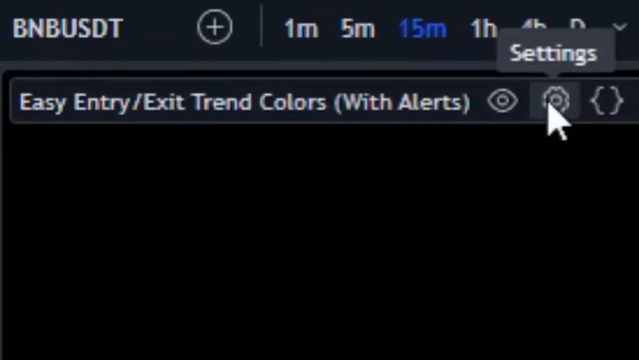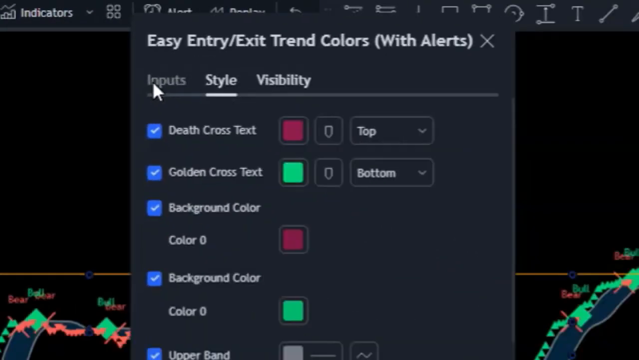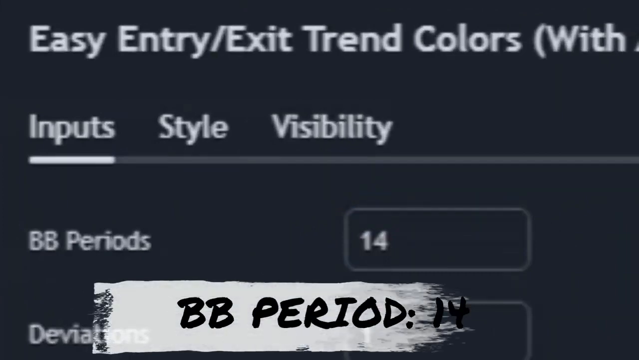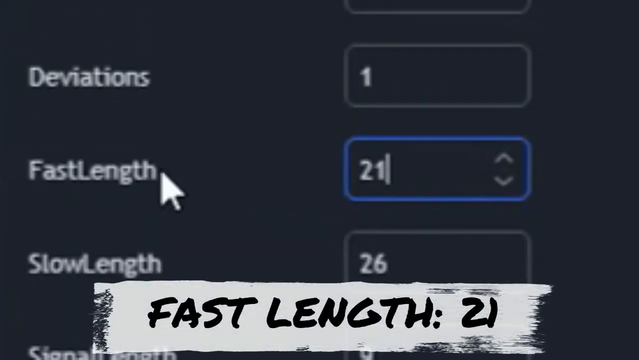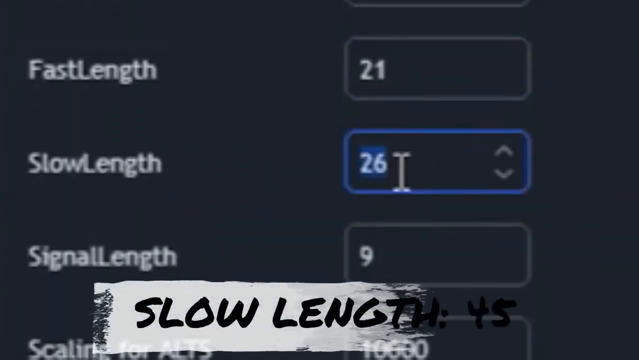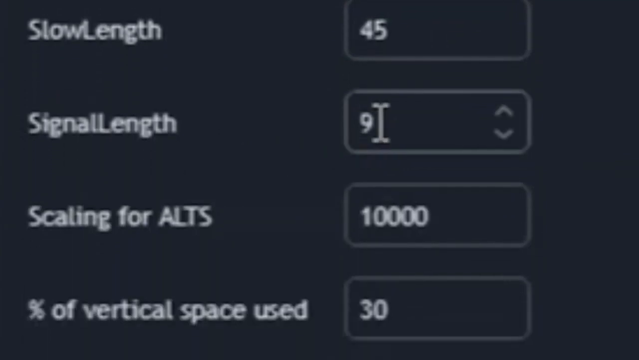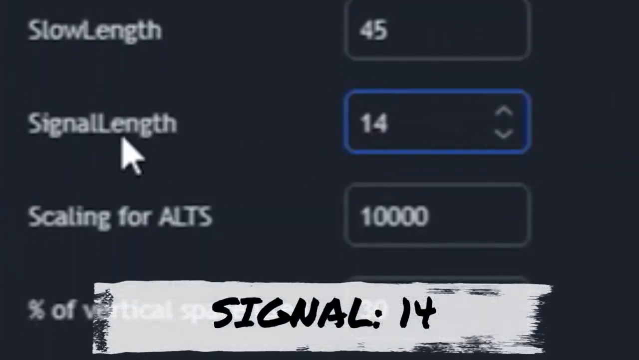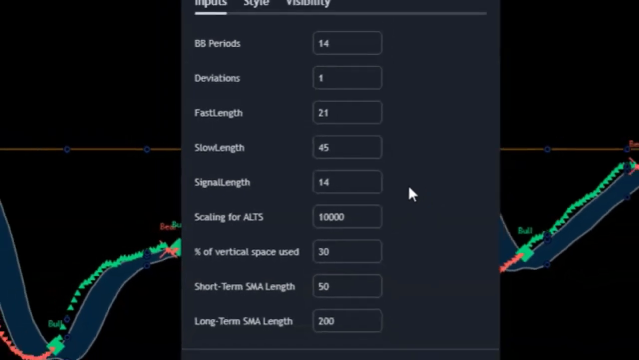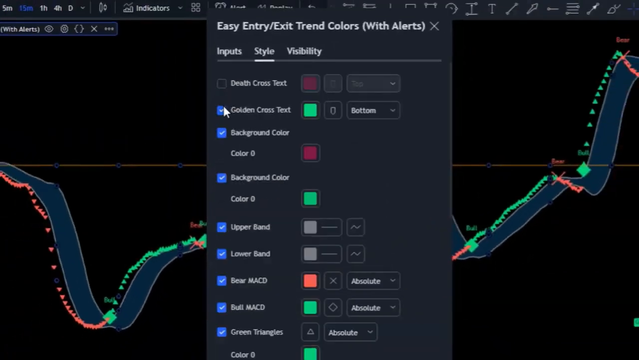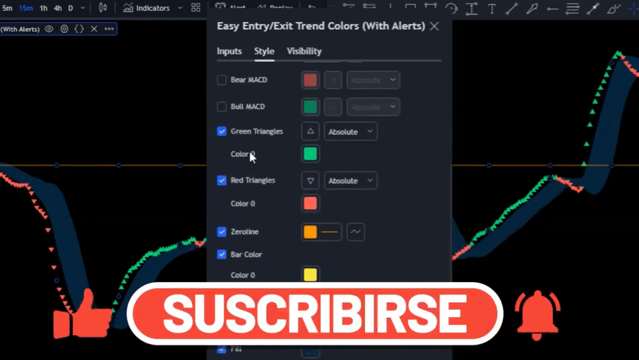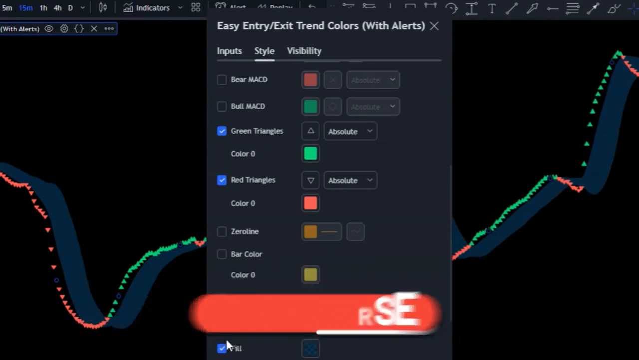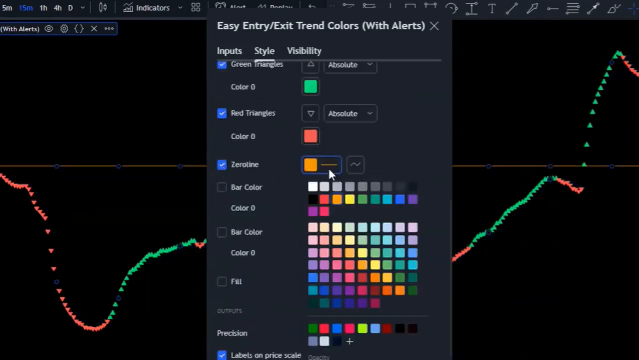Now in the settings for Easy Entry Exit Indicator under Inputs, then under the style section, we're gonna disable all options except for green triangles, red triangles, and zero line. You can also modify the color and thickness of zero line to make it stand out better.